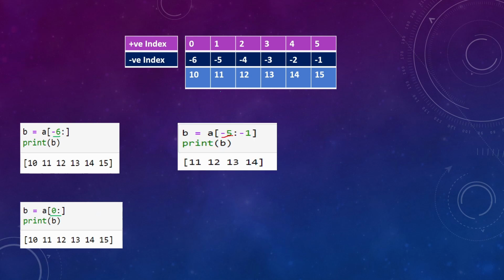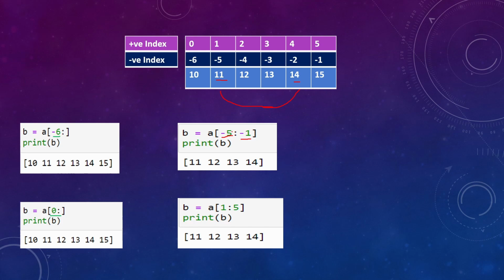Okay, now let's see another example. Here the start index is -5 and the end index is -1. So the first element of our new array will be 11, and since the end index is -1, it will exclude this and it will go one before -1, that is -2. So our result will be 11, 12, 13 and 14. Similarly, we can convert the same into positive indexing by adding 6 to -5, we will get 1. Similarly, adding 6 to -1, we will get 5, and the result is the same.